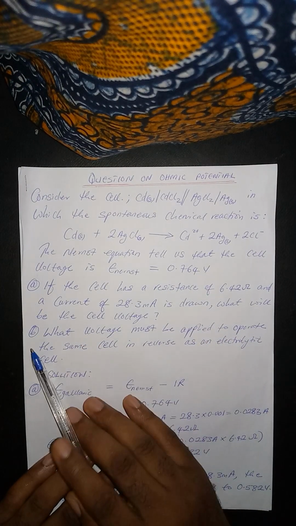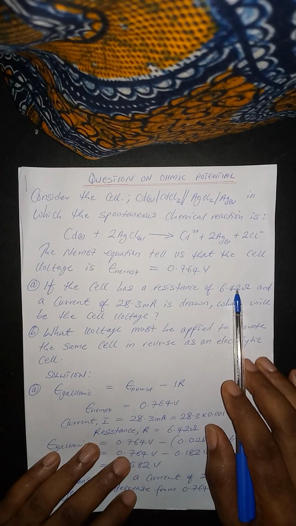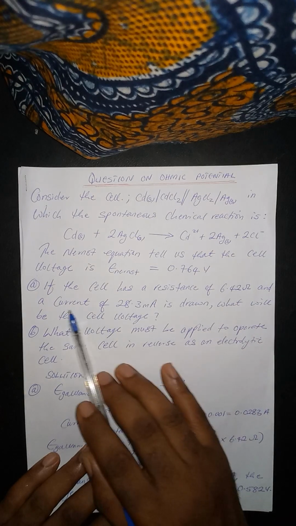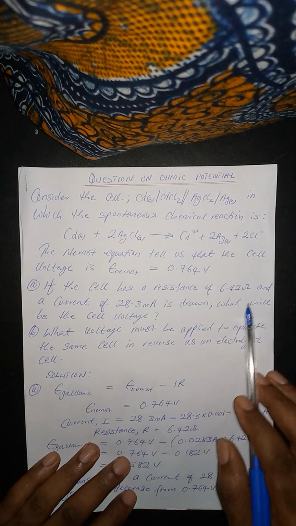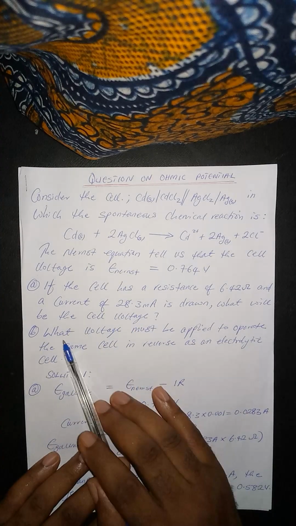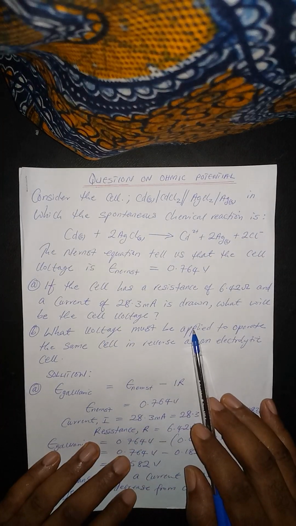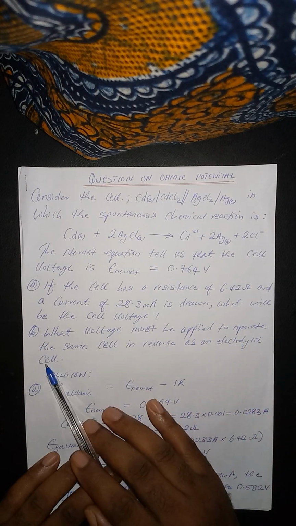Question A. If the cell has a resistance of 6.42 ohms and a current of 28.3 milliampere is drawn, what will be the cell voltage? B. What voltage must be applied to operate the same cell in reverse as an electrolytic cell?